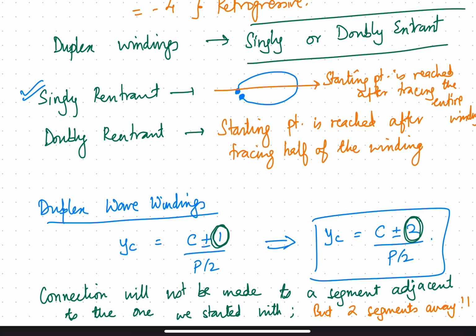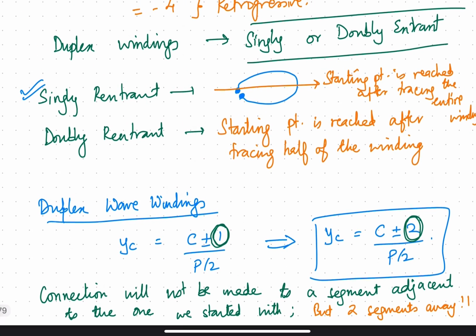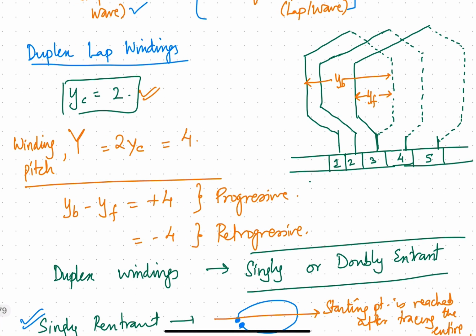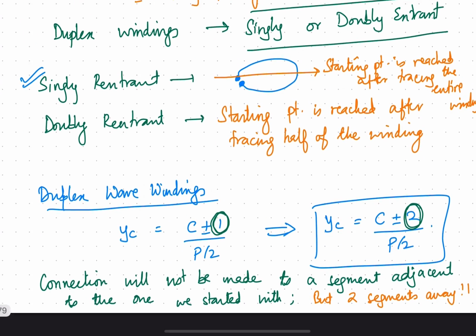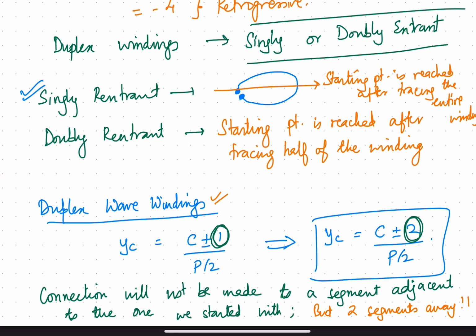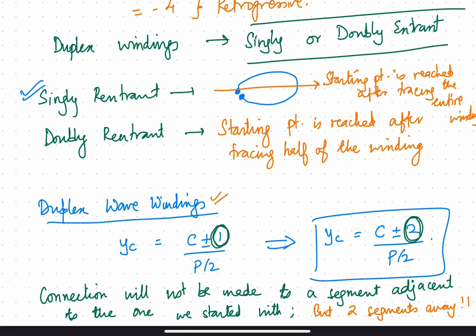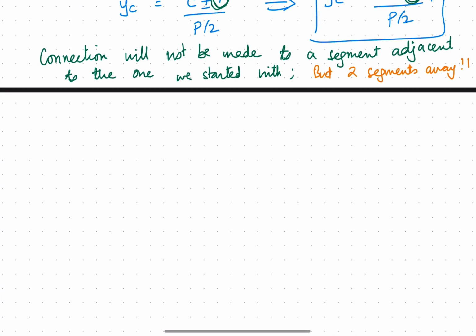So this is about the duplex wave windings. Similar rules apply. If you have the winding diagram of the duplex lap winding, you can similarly think of the duplex wave winding as well. Okay, and we will solve some simple examples on these windings in the offline class.